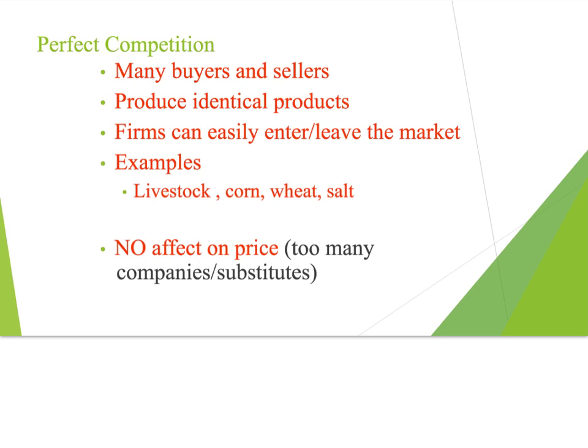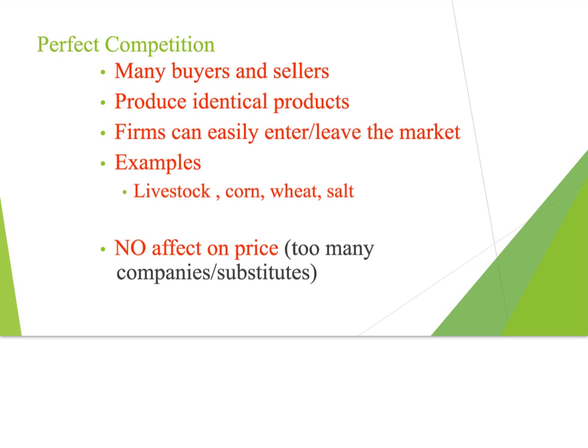The characteristics of perfect competition are that there are many buyers and sellers producing identical products. Firms can easily enter and exit the market. Examples would be like livestock, corn, wheat, salt. So corn is a good example because products are indistinguishable. If I laid out 10 pieces of corn, you would not be able to easily identify where the corn came from. Unlike if I set down 10 pairs of headphones in front of you, you'd likely be able to tell who produced what because of the branding, the different designs.